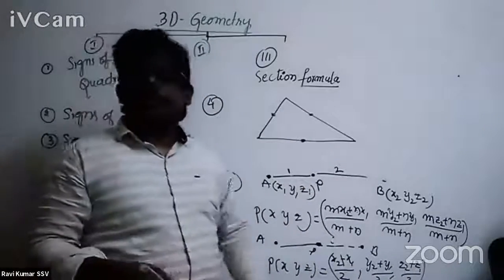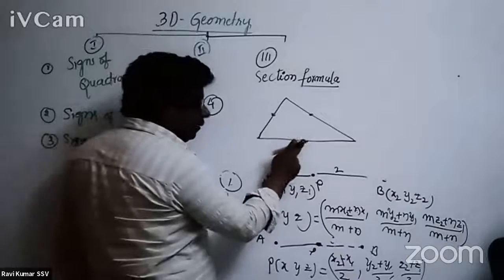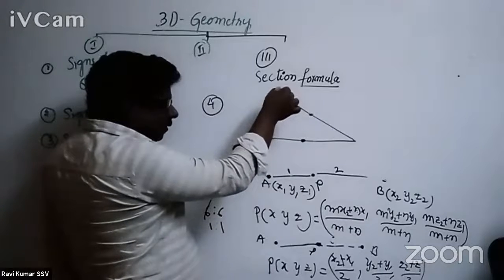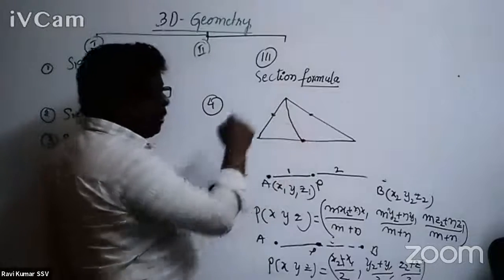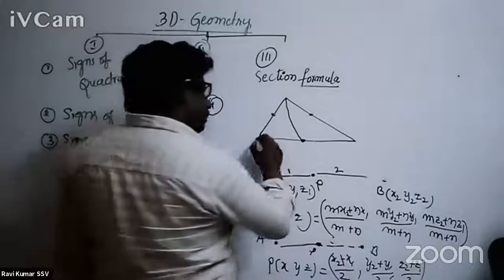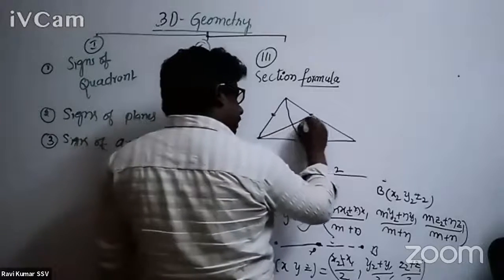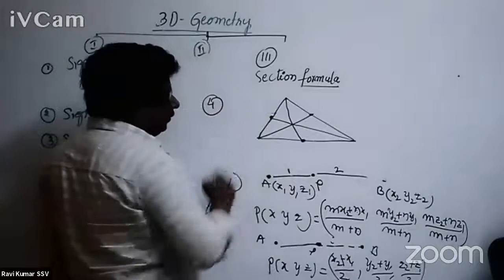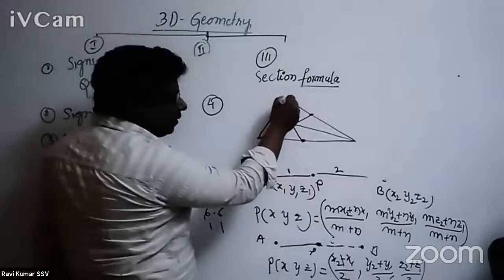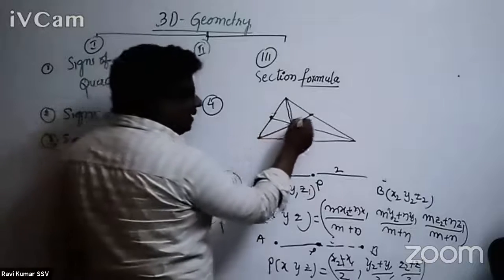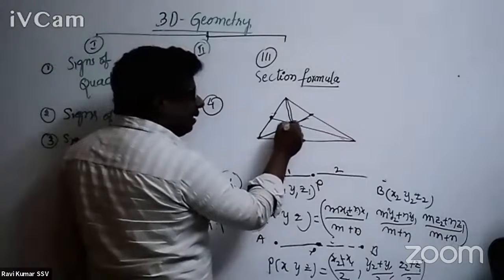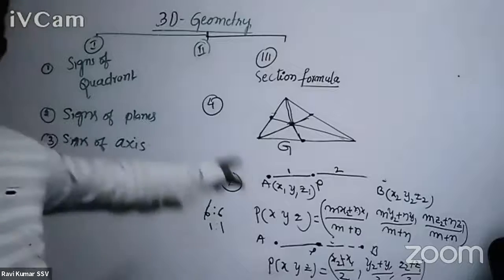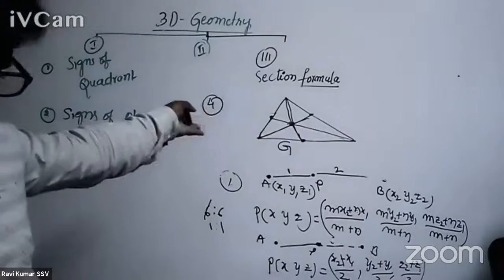To find the center of the triangle, find the midpoints of the sides. After that, from this vertex to this midpoint, draw the line. And from here to there, draw the line. From here to there, draw the line. These are all medians. Where all these three medians meet, there the centroid of the triangle lies. It is denoted by G.